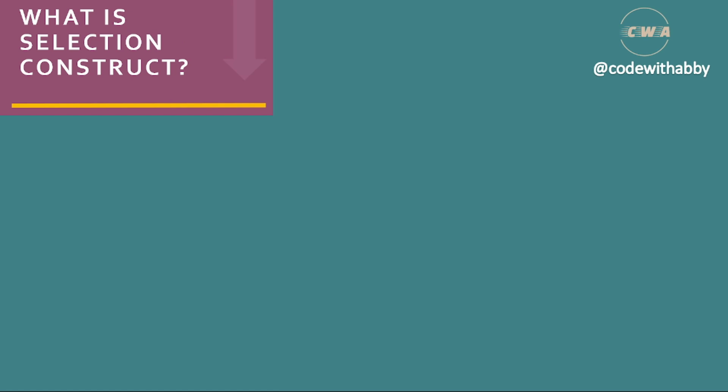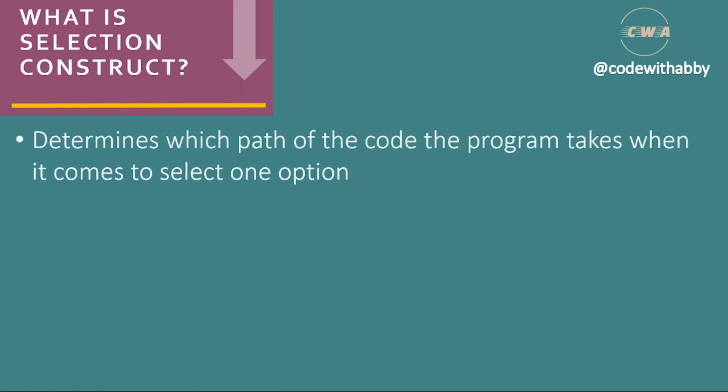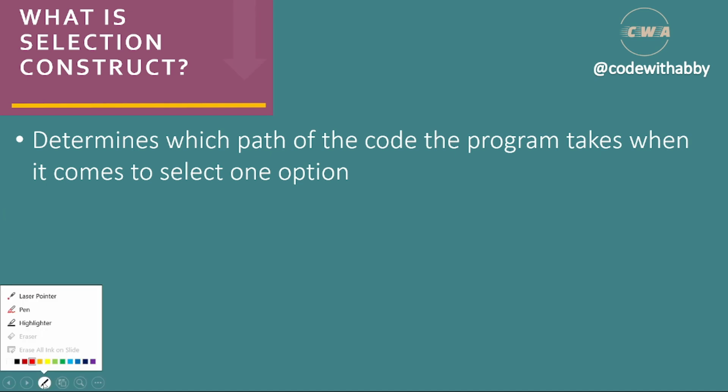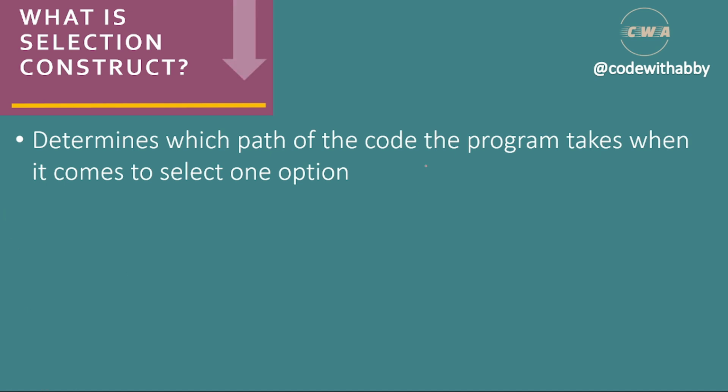So let's start the session with the definition of what a selection construct is. A selection construct is something which determines the path of the code. Say you are writing the code, it runs regularly up to this point, and here you write a condition. Based on this condition, it goes either this way or that way. This is what we call the path the program takes, when it selects one option out of multiple options.